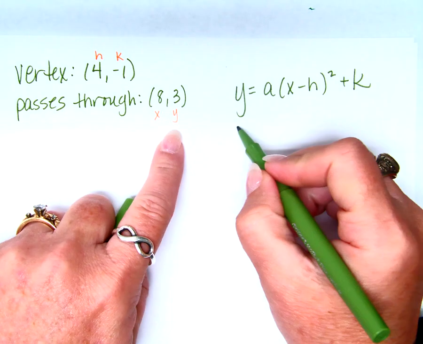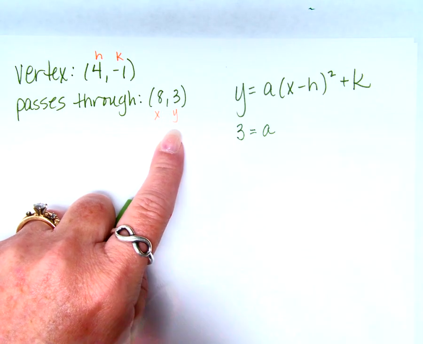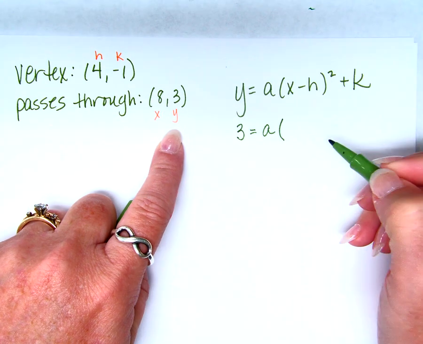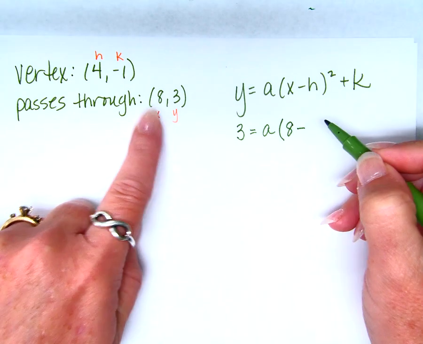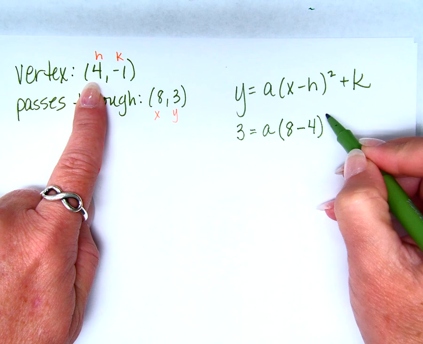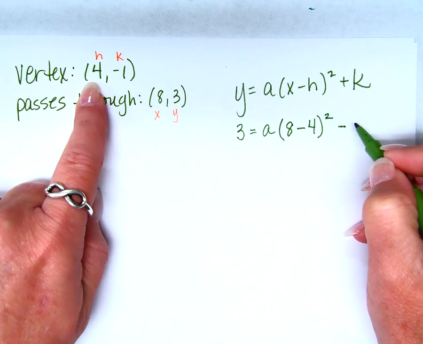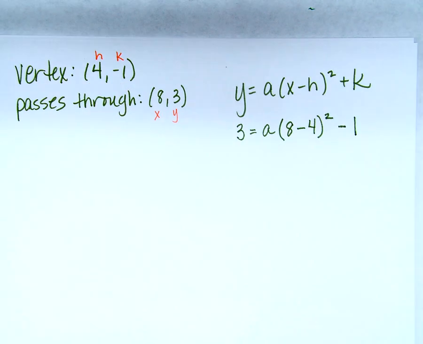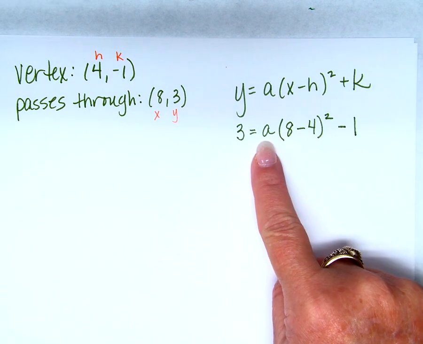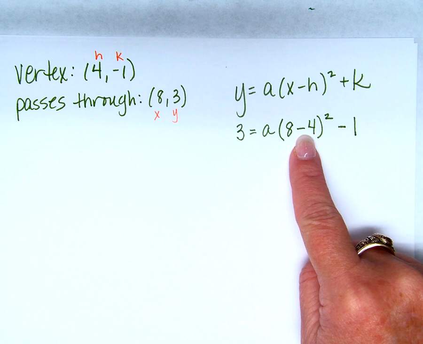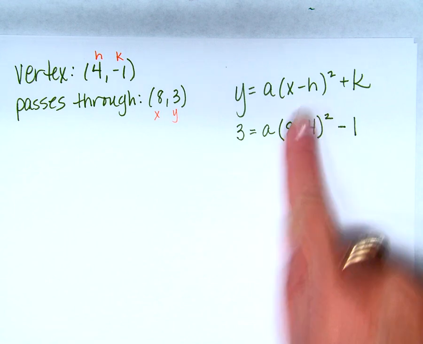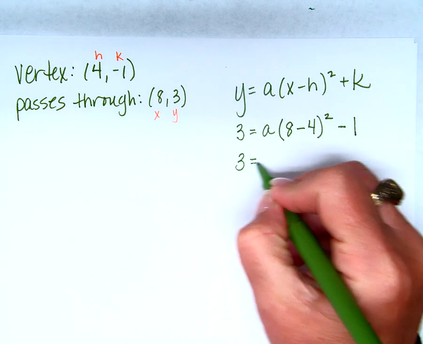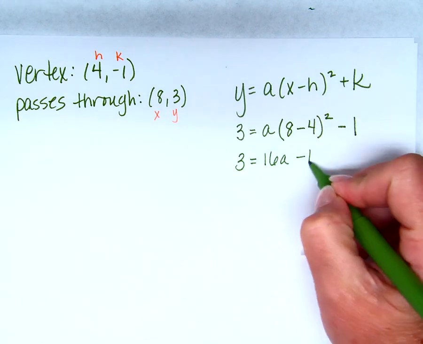Y is 3. A is what we don't know. X is what? 8 minus h, which is 4, squared, plus k. So minus 1? Plus 1. So plus a negative, right? Is subtracting the same thing as adding a negative? Yes? Yeah? So now we need to start simplifying, because now I can solve for a, can't I? What is 8 minus 4? 4. What's 4 squared? So what I have is 3 equals 16a minus 1.